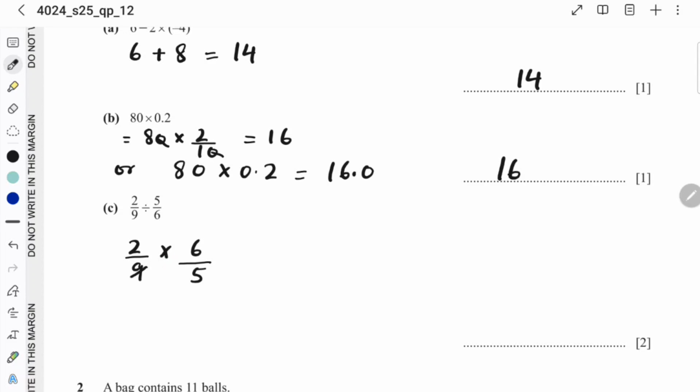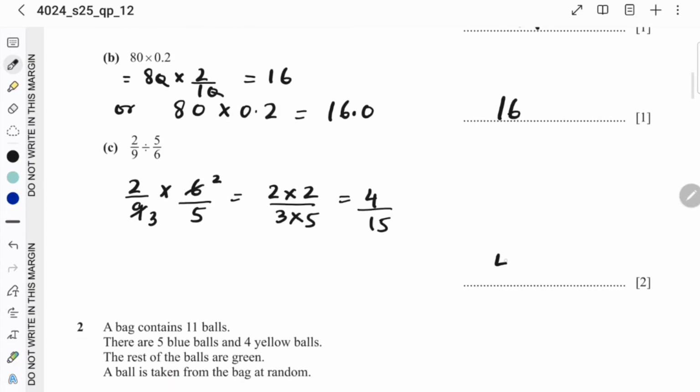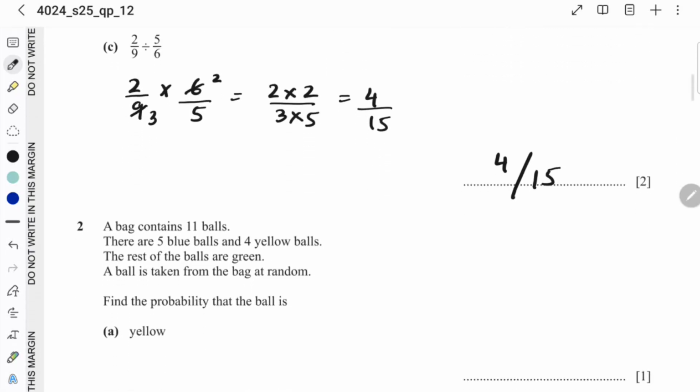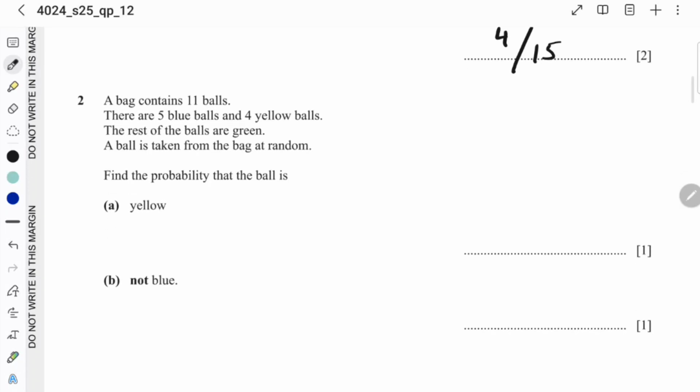So 3 times 3 is 9 and 3 times 2 is 6. And now we'll have 2 times 2 upon 3 into 5. So 4 over 15 is the answer for this question. You can multiply the fractions and simplify later, but any way you will get the answer 4 over 15. Now we are moving to question number 2.